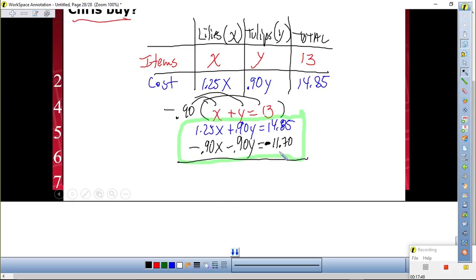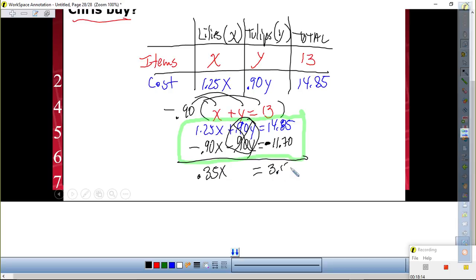And now we can eliminate the y's, yes? That was a wise move. See what I did there? Yeah, okay. 1.25x minus 0.90x, that's 0.35x, equals 14.85 minus 11.70, that gives us what? 3.15. Bam, Sebastian. Divide by 0.35, divide by 0.35.